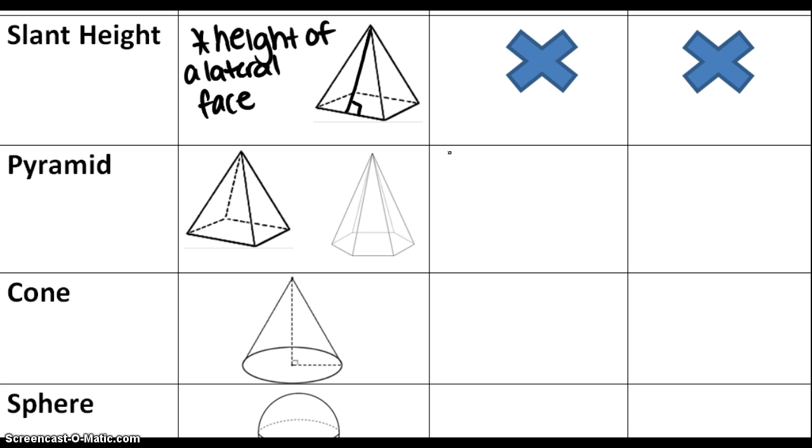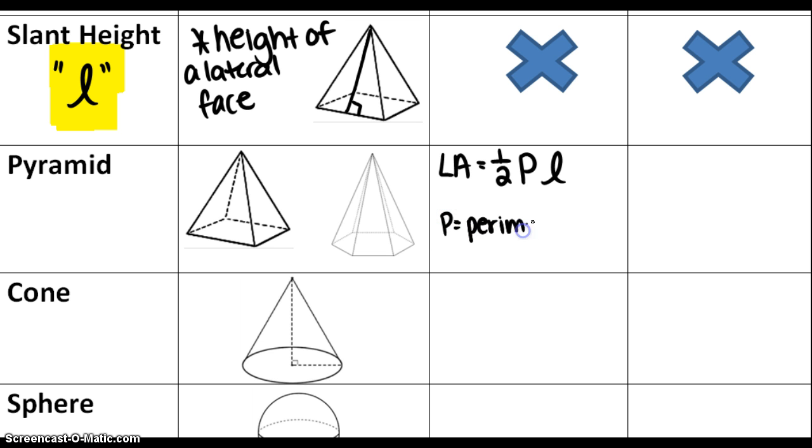So the first formula is for a pyramid. The lateral area formula here is 1/2 P times L. And that fancy L represents the slant height. So notice I just put that in the formula sheet. And remember, P stands for perimeter of the base, just like in the other shapes that we were talking about, the prisms and the cylinders. And L stands for slant height.